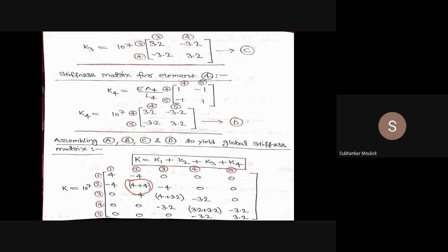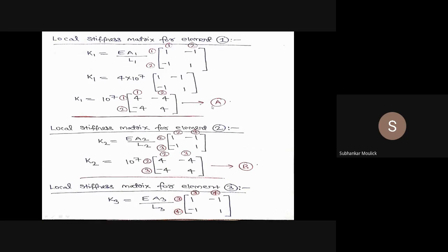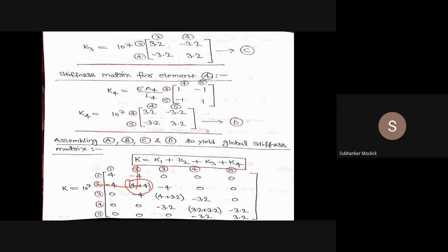Fine. So let us check this particular value. It is my second row and second column. From equation A, the second row and second column is 4. Then from equation B, the second row and second column is present, again 4. So it will be 4 plus 4. Equation C not present. Equation D not present. So the value becomes 4 plus 4. Are you getting my point?